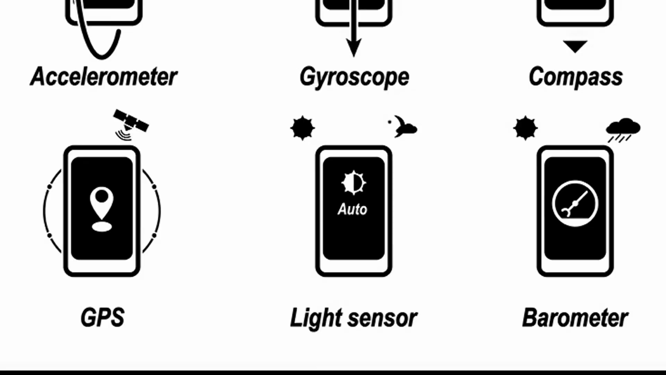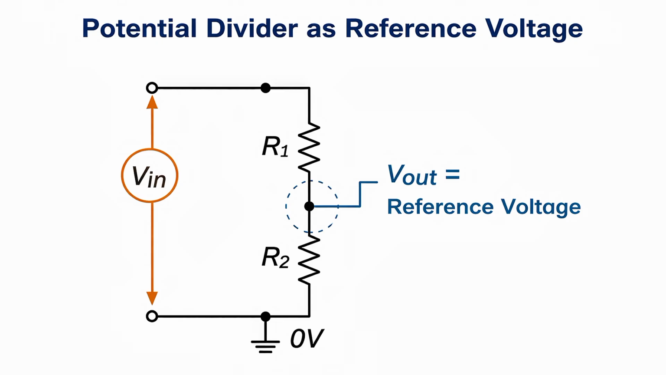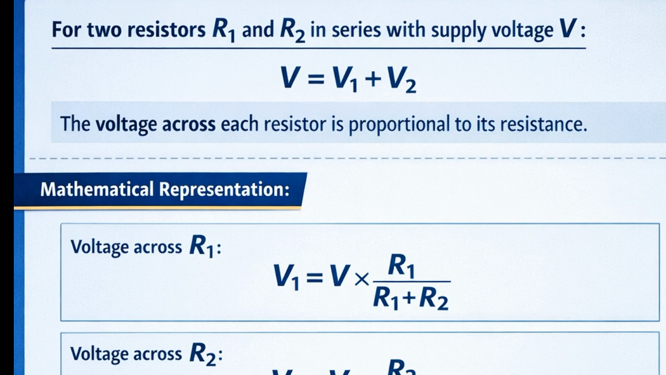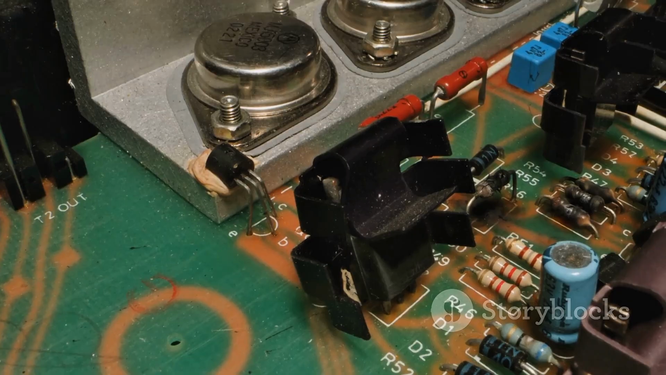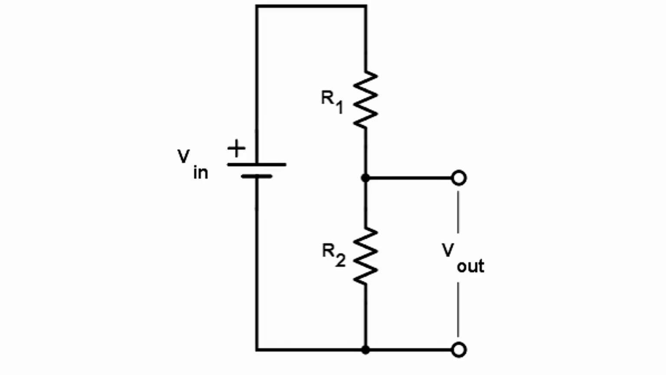It's used in sensors, microcontrollers, LEDs, and reference voltages. It's a simple rule, but it controls so many devices we use every day. You can try it yourself. Connect two resistors in series across a battery. Measure the voltage across one resistor. Change the resistor values. See the voltage divide exactly as predicted.